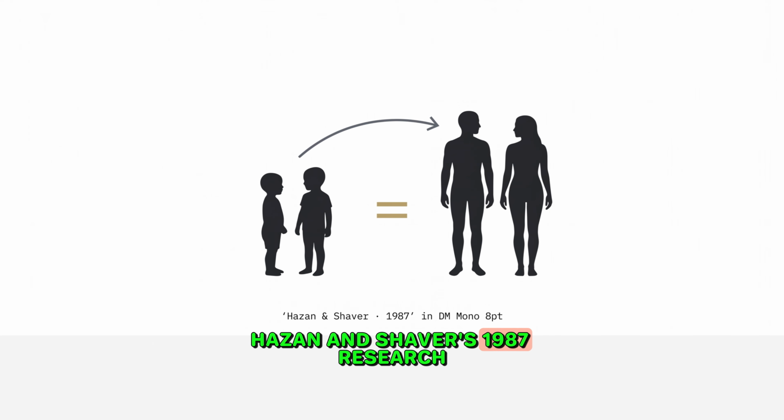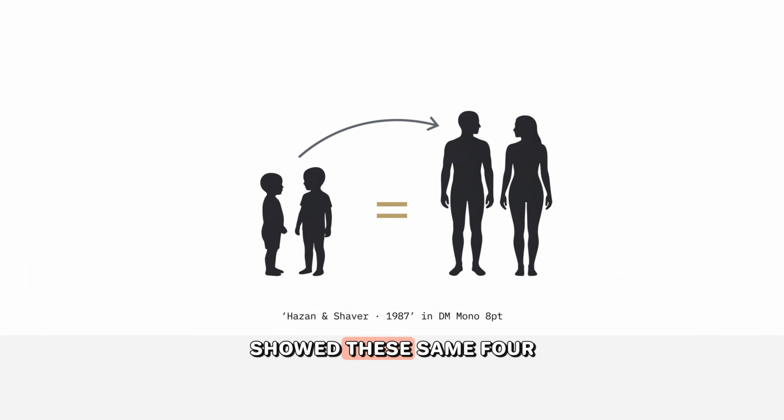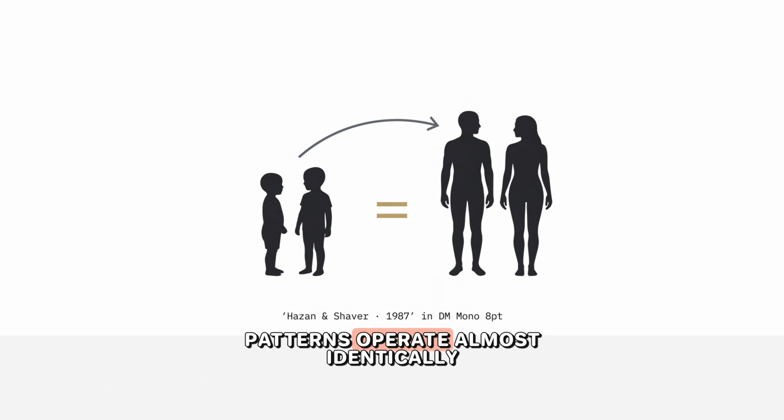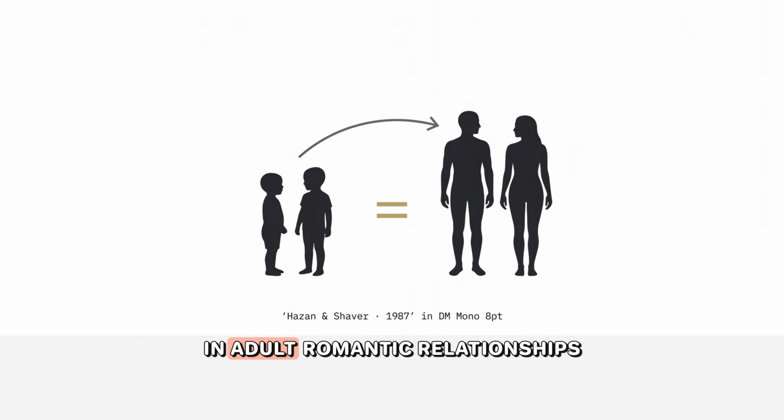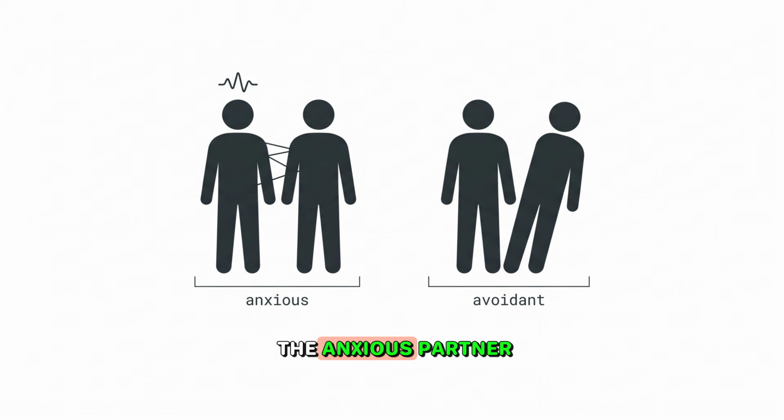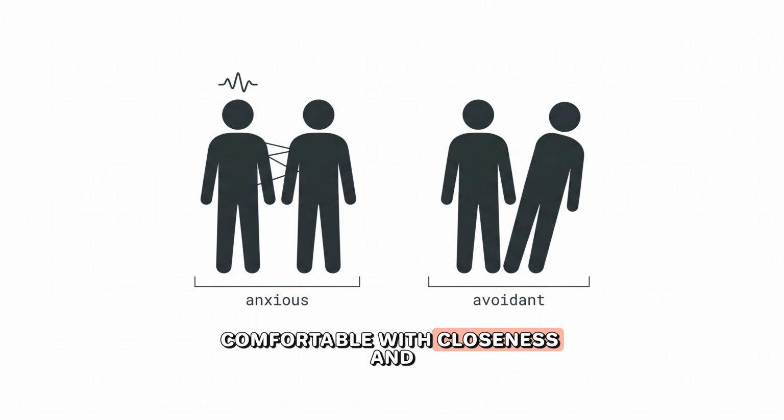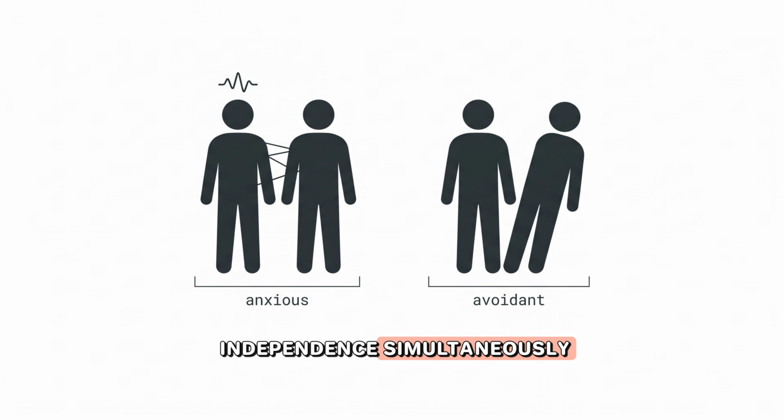Hazan and Shaver's 1987 research showed these same 4 patterns operate almost identically in adult romantic relationships. The anxious child becomes the anxious partner, hypervigilant to withdrawal, overthinking every silence. The avoidant child becomes the avoidant partner, drawn to intimacy but retreating from it. The secure child becomes the secure partner, comfortable with closeness and independence simultaneously.